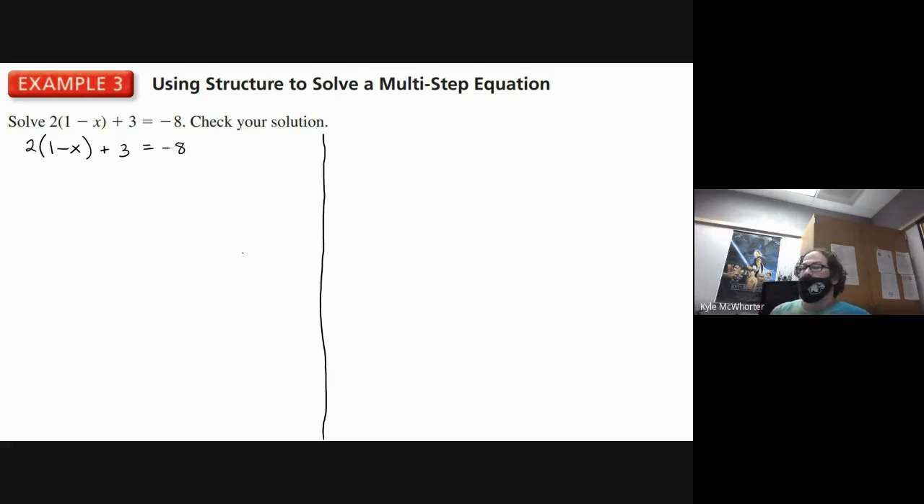So if we follow the method that we've been talking about, which is simplify each side first if possible, and then do inverse operations. In order to simplify on the left side here, we can use the distributive property, multiply the 2 by both terms inside the parentheses. So we're distributing the 2. 2 times 1 is 2. 2 times negative x would be minus 2x. And then we just write the rest. Plus 3 equals negative 8.